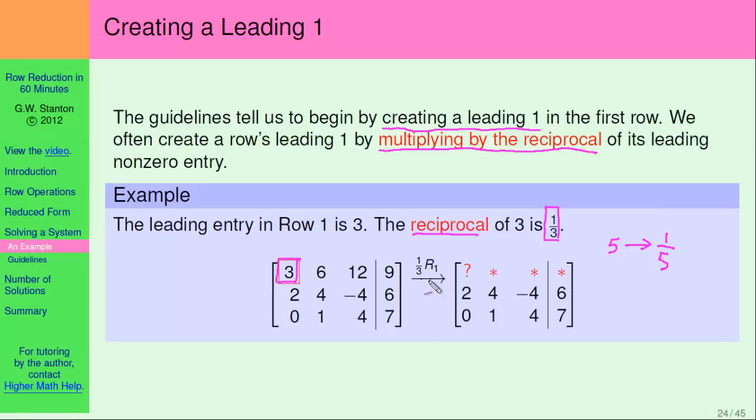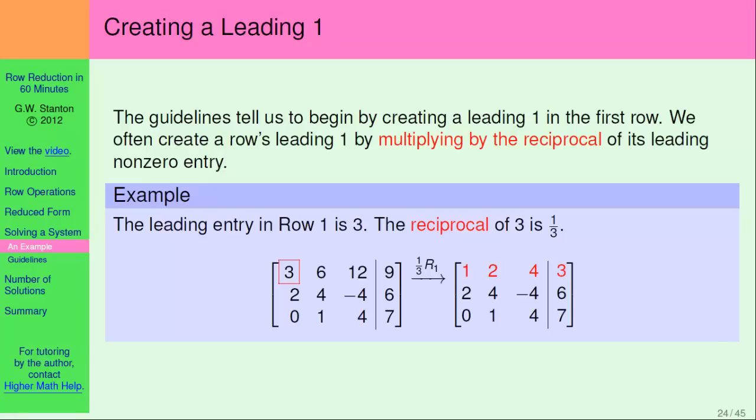Going back to our example, we're taking row 1 and multiplying by 1/3. The first entry we'll get is 3 times 1/3, which is 1, just like we wanted. And the next entry is 6 times 1/3, which is 2. And then 12 times 1/3, which is 4. And 9 times 1/3, which is 3.